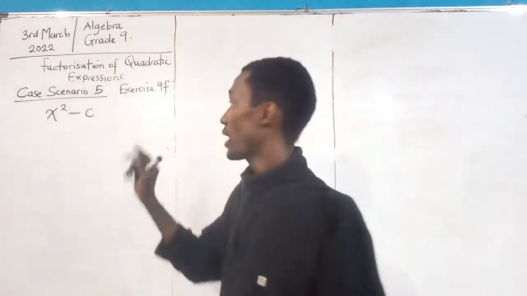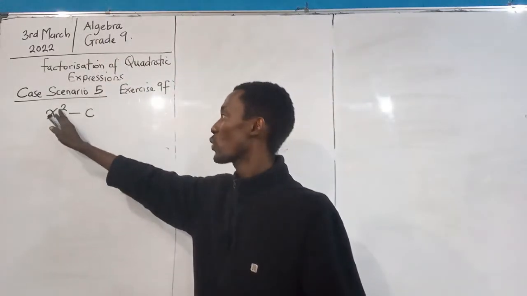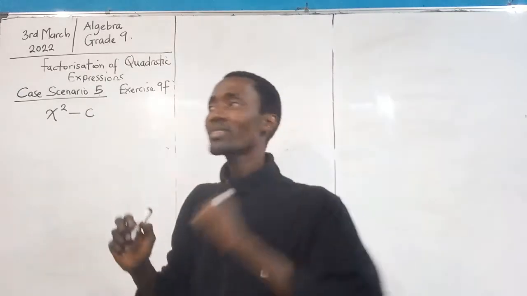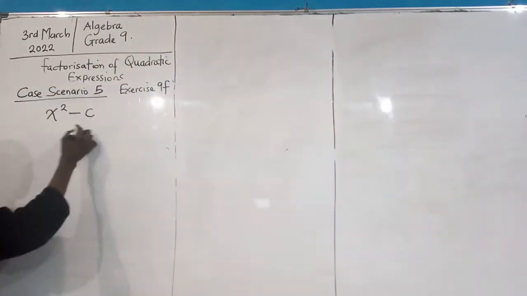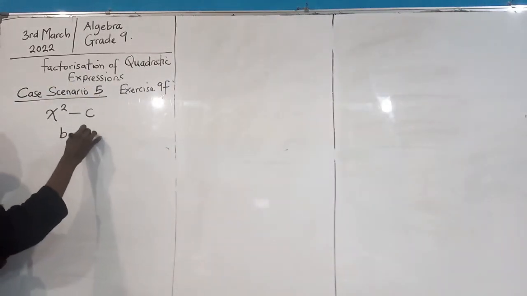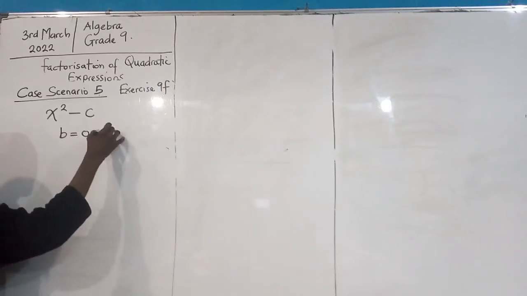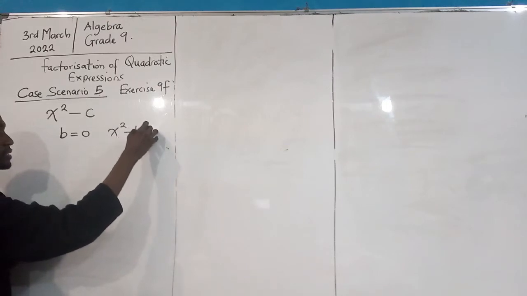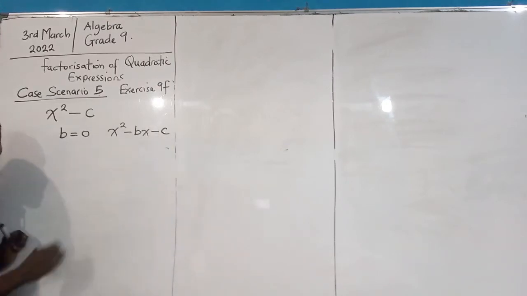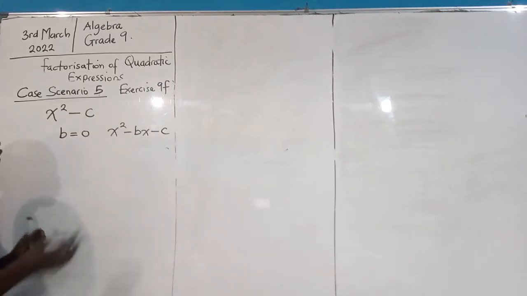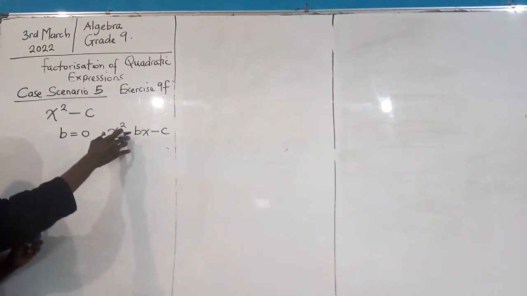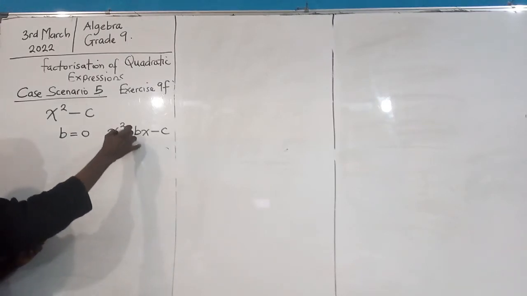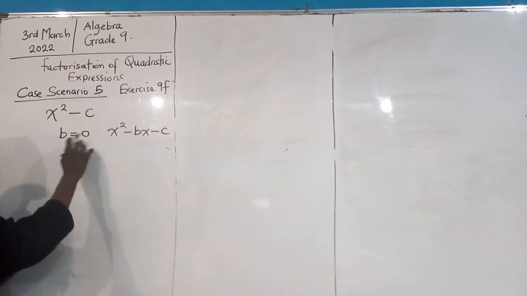Now, we treat scenario 5 where we have x squared minus c. What has happened here is that this happens where b is equal to 0. Remember that we started by saying that x squared minus bx minus c. That's what we're working with. Or this could also be plus. But in this setup, b is equal to 0.